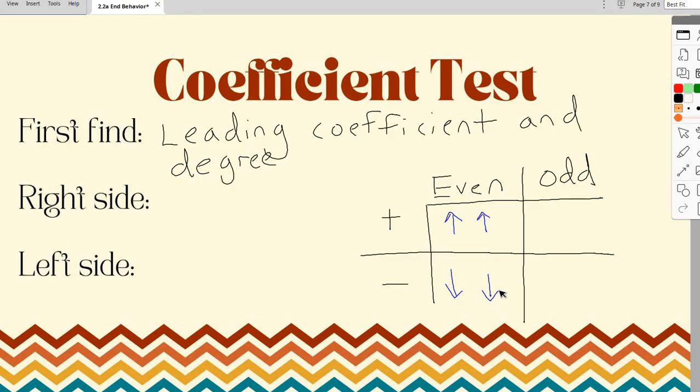Now our odd graphs are opposite. I think sometimes it's helpful to think about our x graph, right? Because the left side is going down, and the right side is going up for your normal x graph, yes? For your slope of 1. If we throw a negative on it, then they would flip so that the left side is up and the right side is down. That's the leading coefficient test. It's not super intensive. Basically, it's just looking at your leading coefficient and the degree to decide what the two sides are doing.